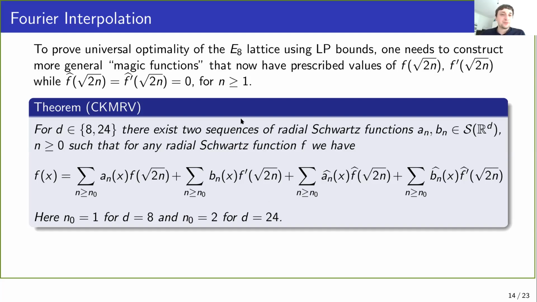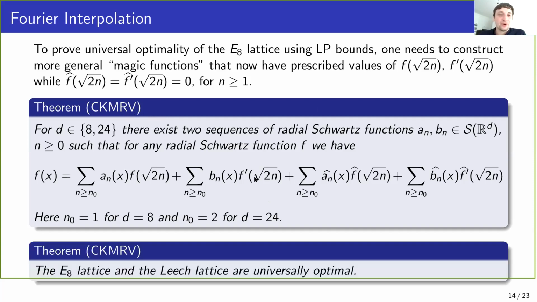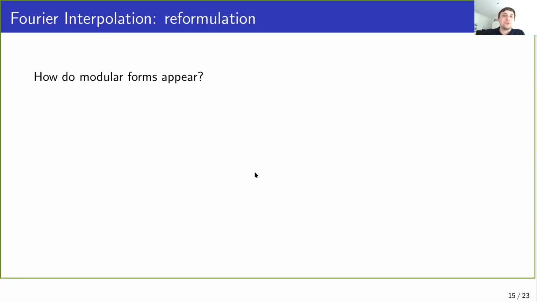So, and of course, our motivation. Maybe I should mention, CKMRV, really only R should be with an initial. So this is a theorem by Henry, Abhinav, Steve, and Marina, and myself. And our motivation, of course, was the universal optimality of the Leech and the E8 lattice. So, okay, so now what can we do?